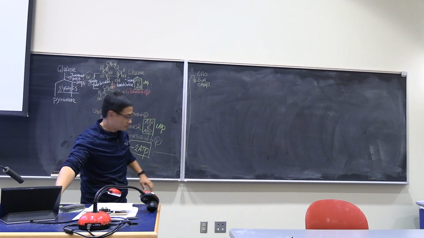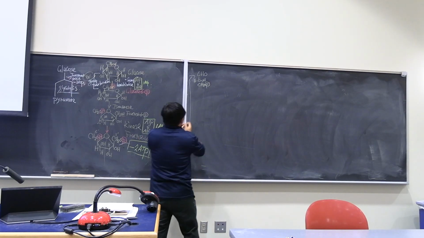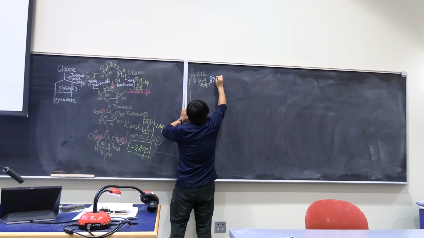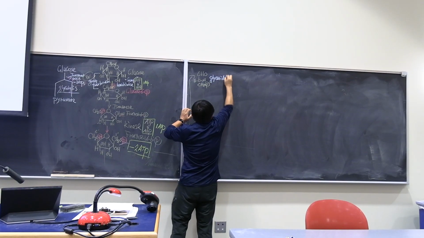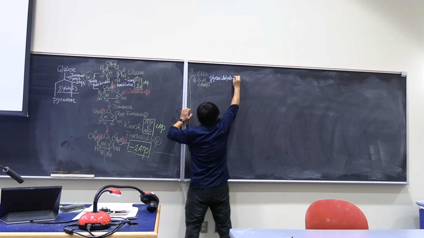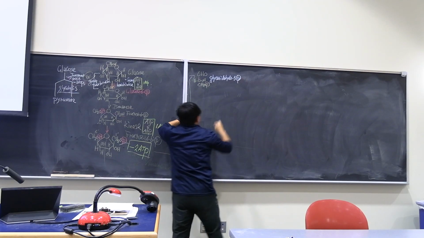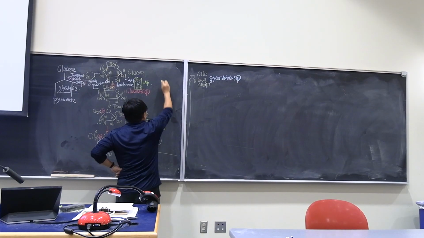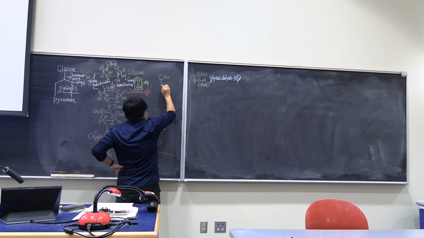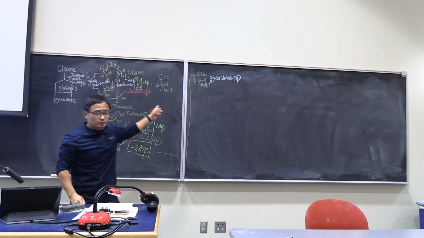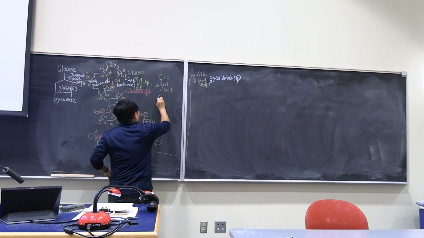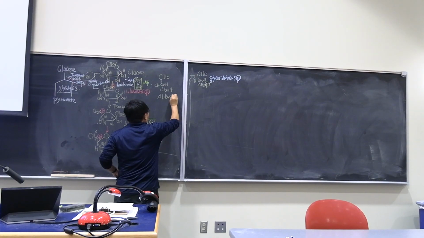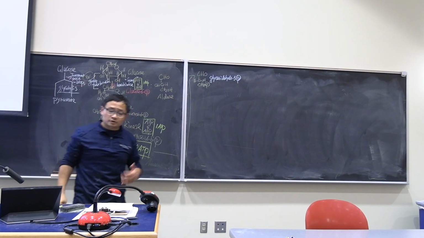That is called glyceraldehyde 3-phosphate. Okay, this is something we want to say. You should learn your chemistry. This is the simplest sugar, called aldose, which means 3-carbon sugar.